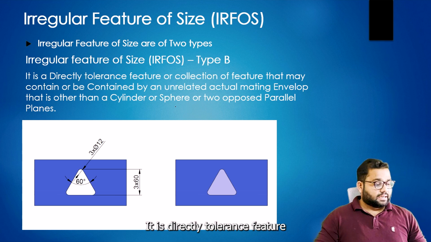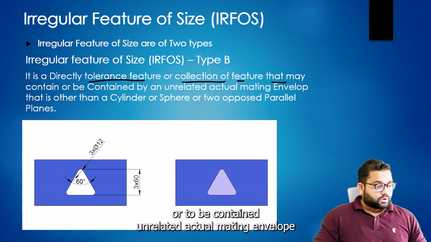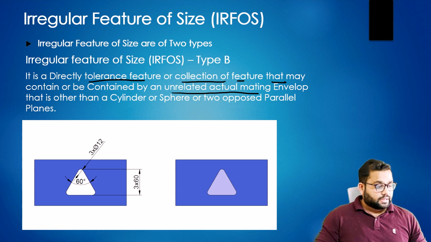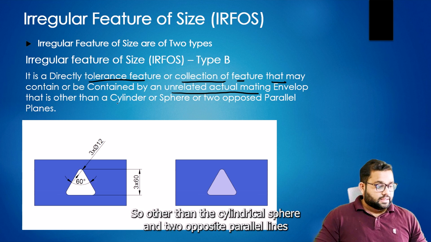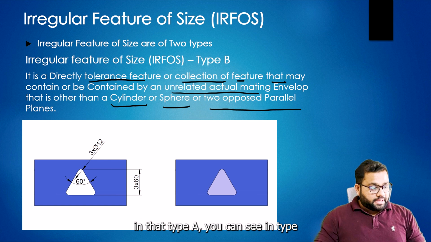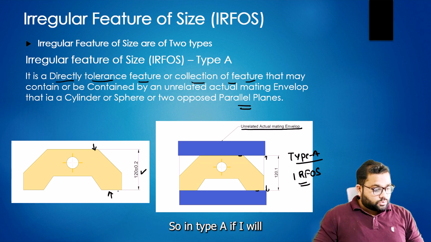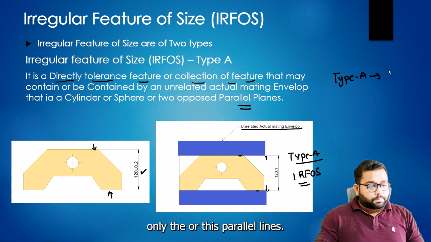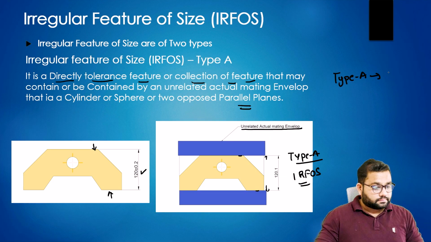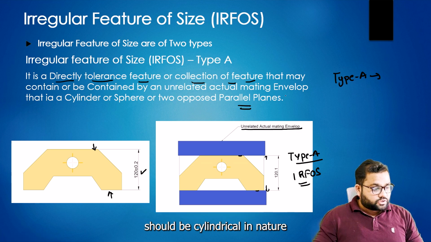It is a directly toleranced feature or collection of features that may contain or be contained by an unrelated actual mating envelope, other than the cylindrical, sphere, or two opposed parallel lines. In type A, you can see these are two opposed parallel lines. So in type A, only the opposite parallel lines, or the surfaces should be cylindrical in nature.